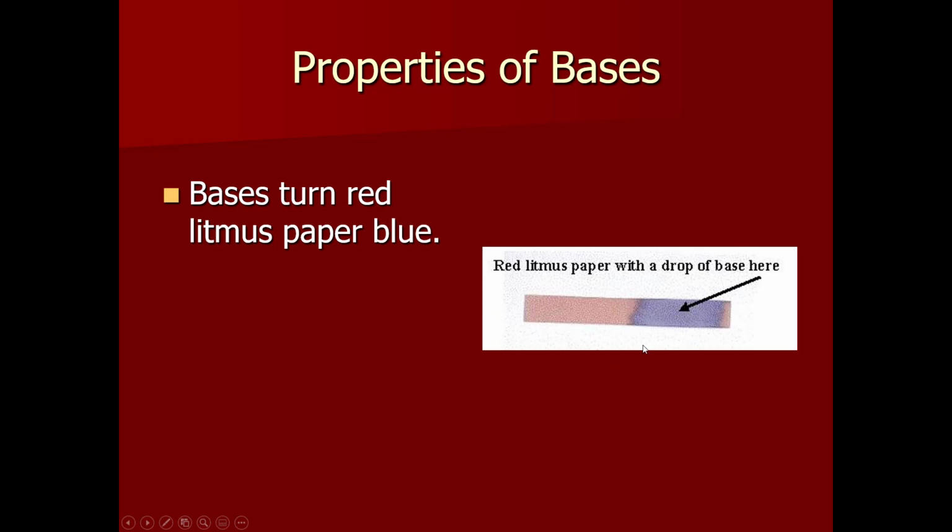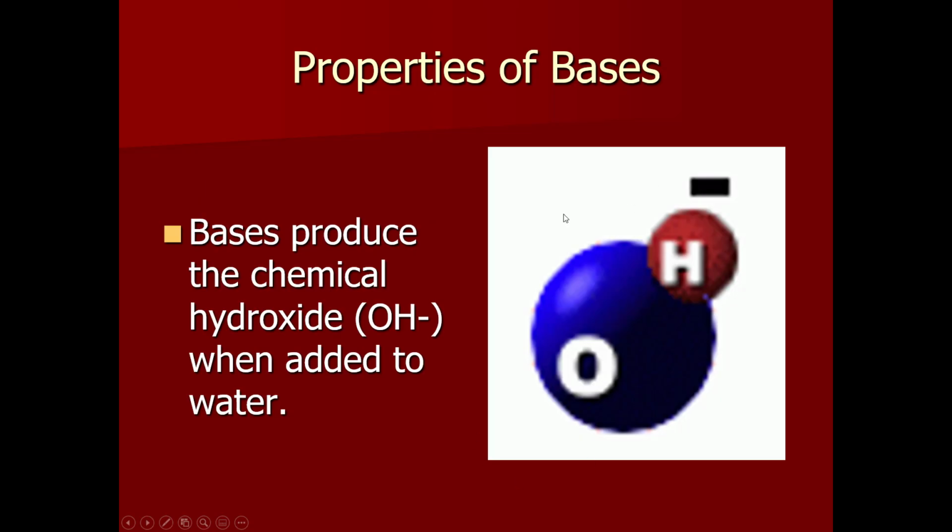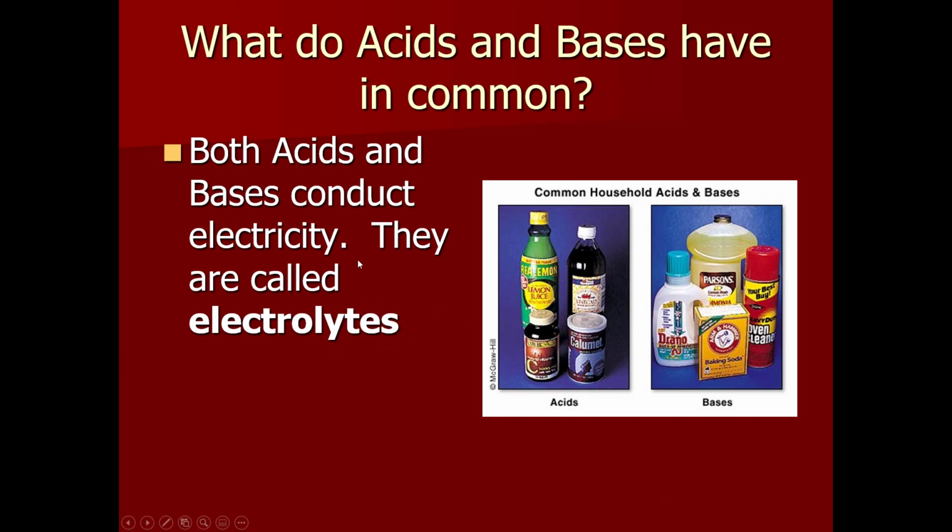Bases turn red litmus paper blue. Remember, litmus comes from a plant; add a little bit of base to litmus, and it will turn blue. Bases make hydroxide, that's that OH, because they take a proton from water. Bases are proton takers.